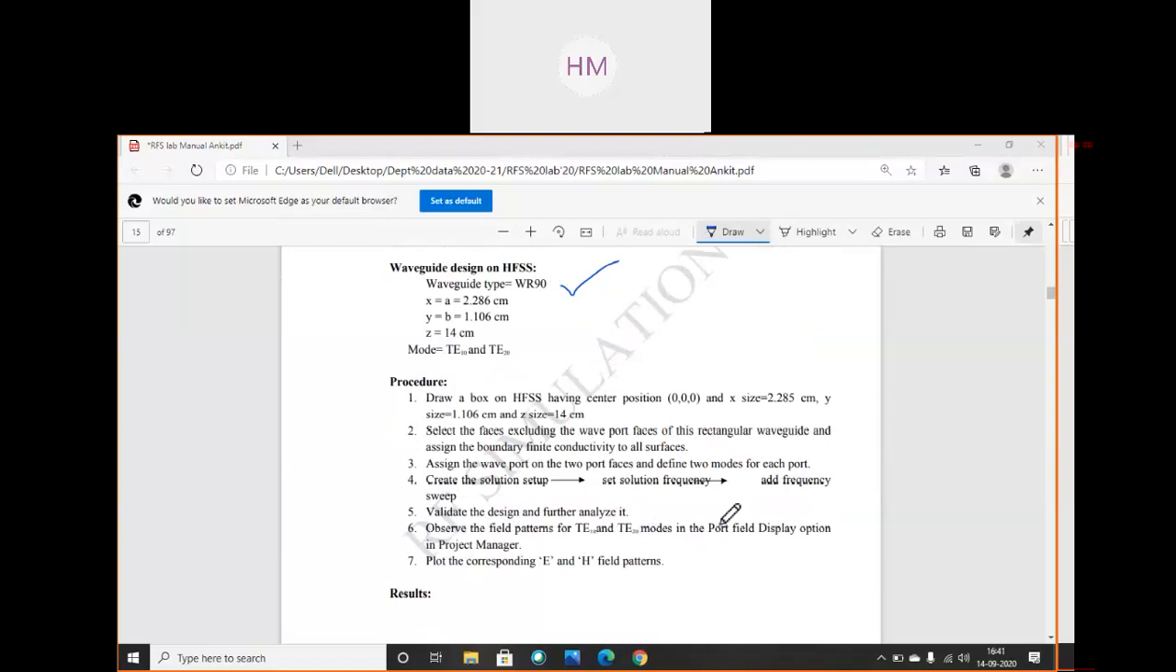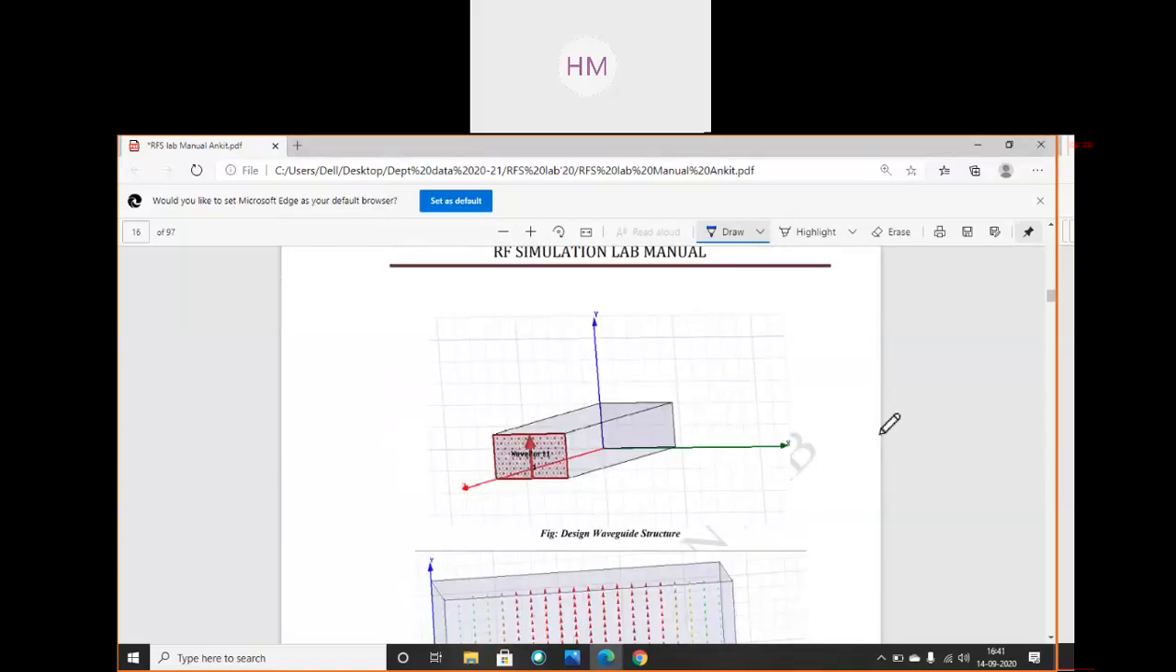Now we will see the results after that. This is the RF simulation designing of your rectangular waveguide. See, these are the waveport 1, and at the back surface waveport 2. Remaining 4 surfaces you have to apply the boundary condition. This is the design waveguide structure.